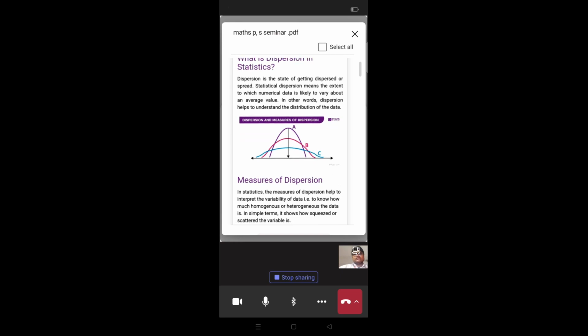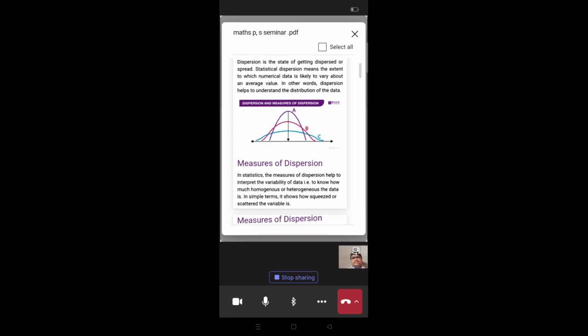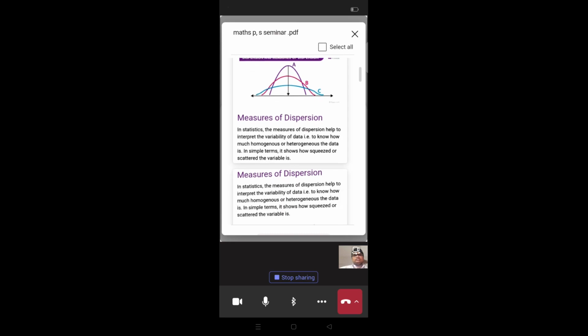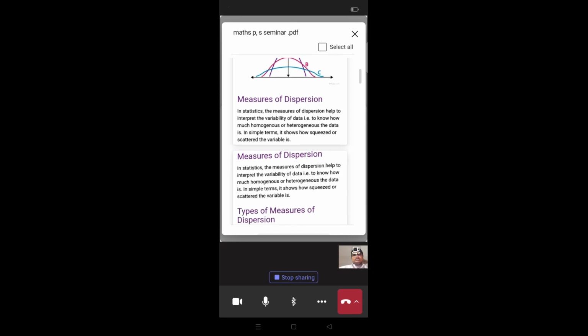So let's move on to the methods of dispersion. In statistics, the methods of dispersion help to interpret the variability of data, to know how homogeneous or heterogeneous the data is. In simple terms, it shows how squeezed or uncertain the variable is.